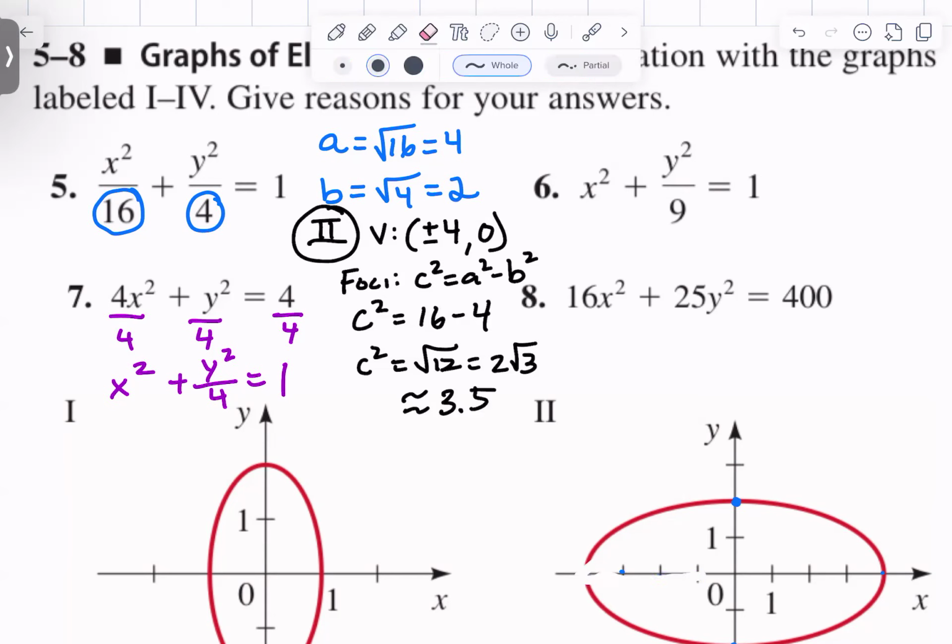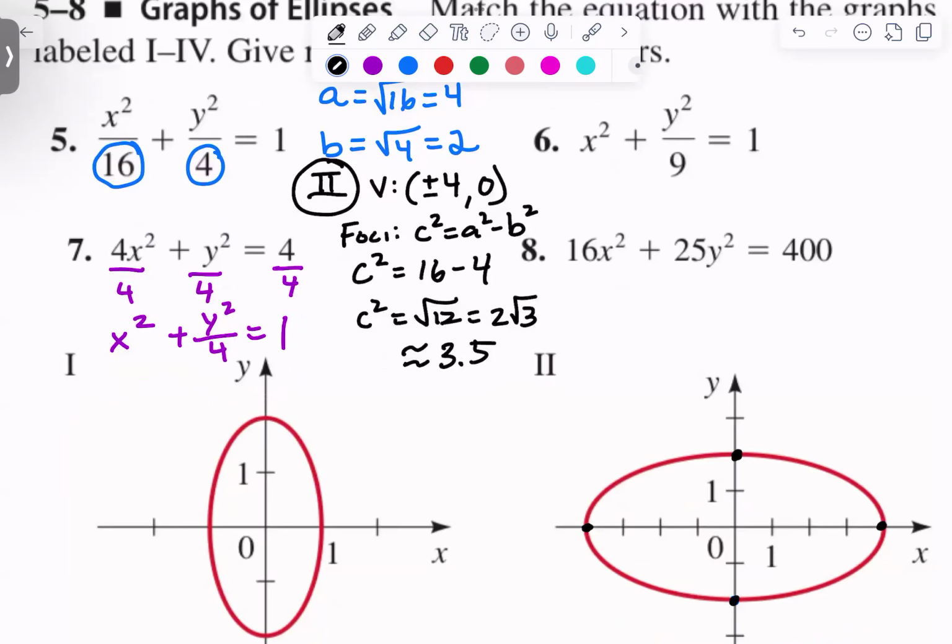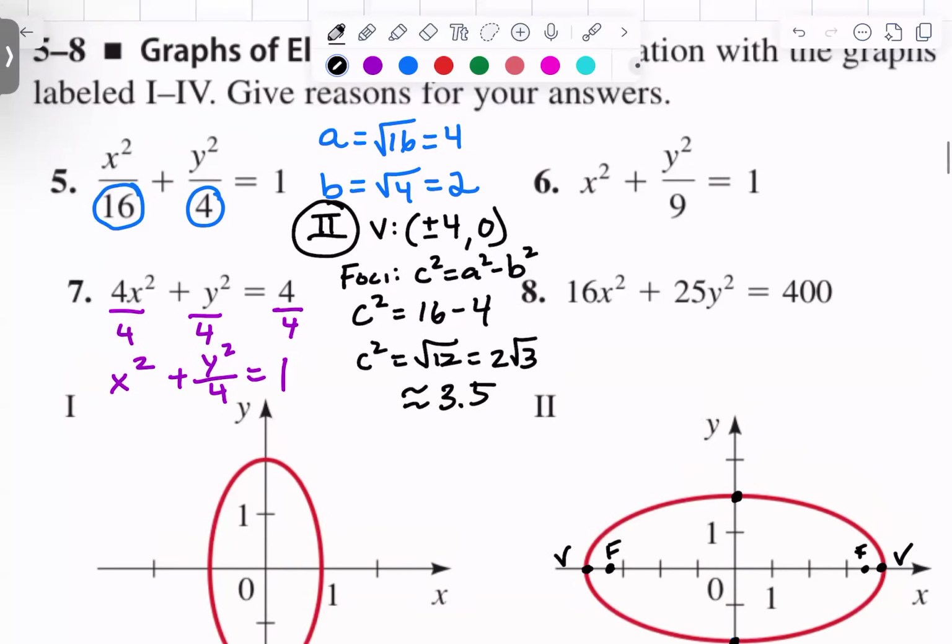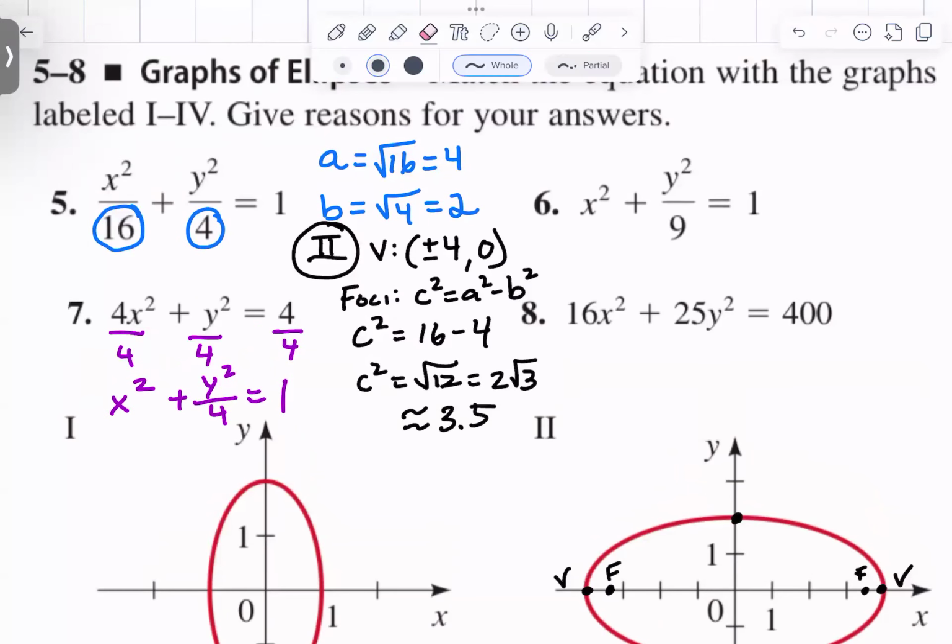So if I were to graph this, I would graph these points first, right? And then my foci is 3.5. So it's like right here. 1, 2, 3.5. That's my foci. That's my vertex. And that's my foci. That make sense?